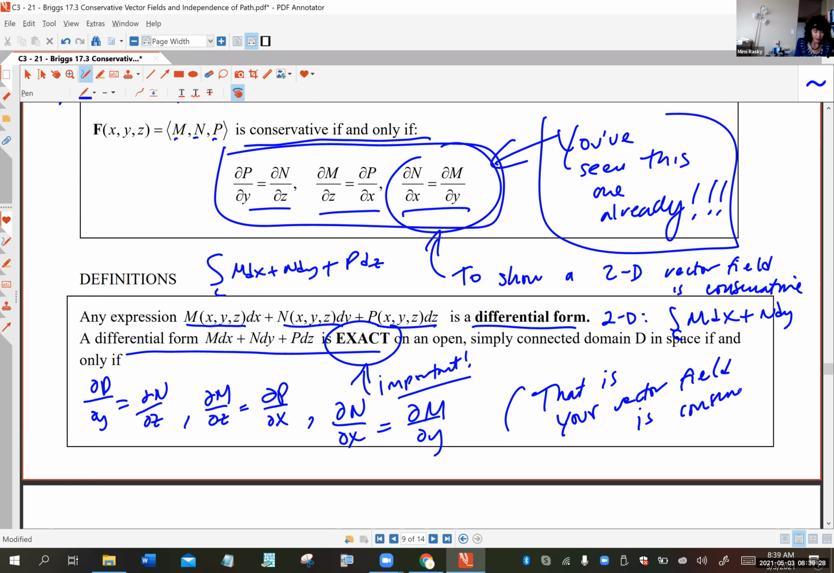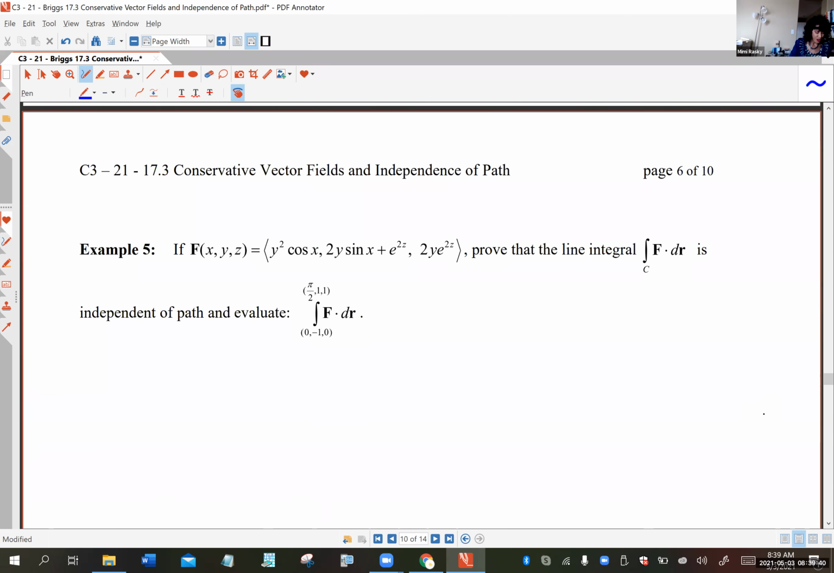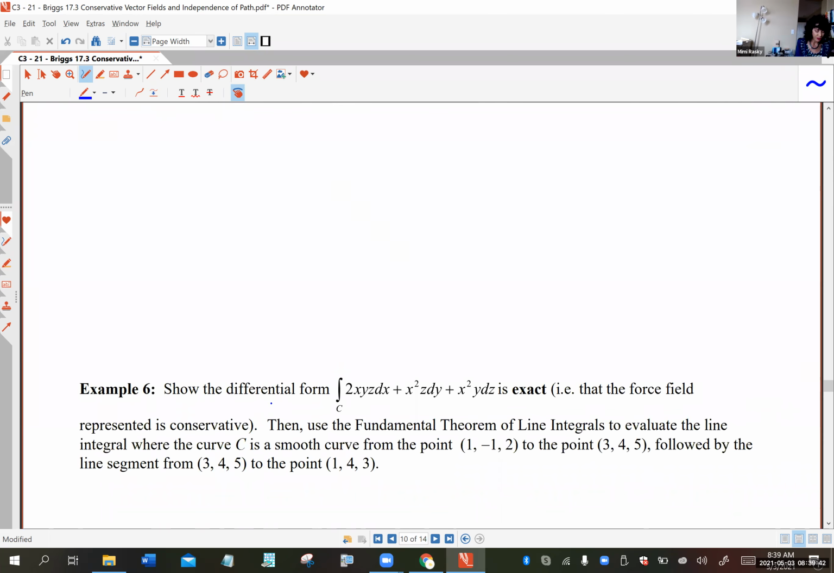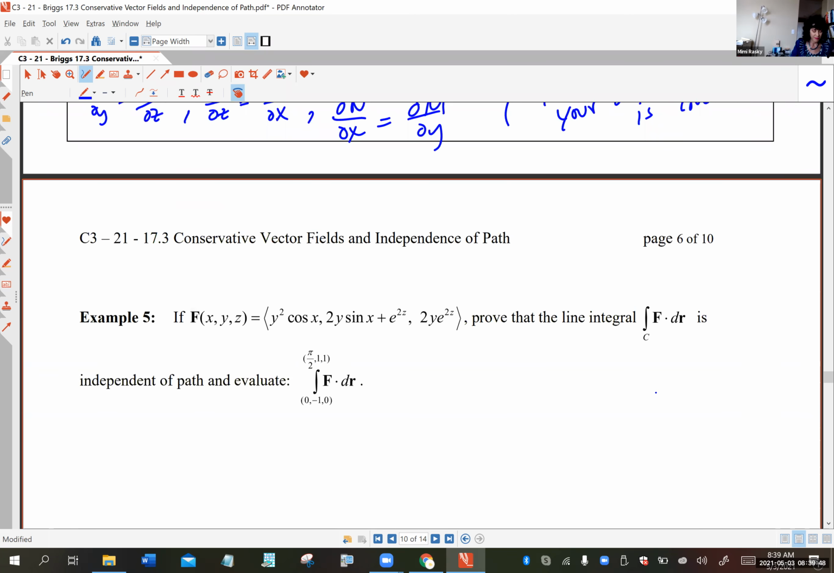Okay, so what? Well, it's really helpful to know that, because when I give you some test questions, the way I'm going to word it is I'm going to say something like, show that the differential form here is exact. Yeah. Okay. So know how to do it.